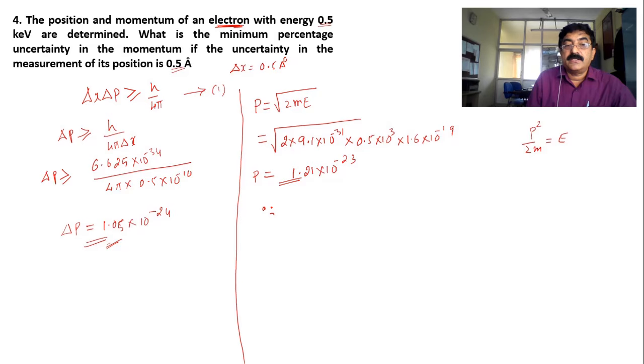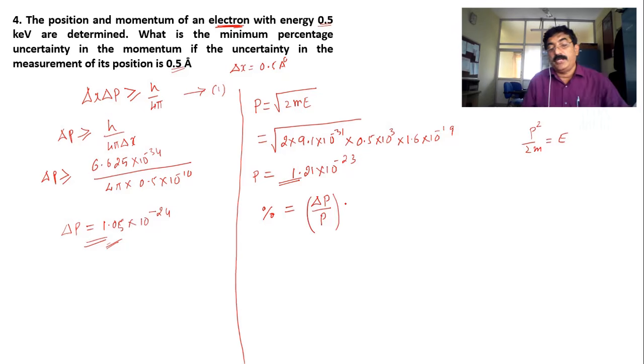Now I have to find the percentage of error. Percentage is always given by this formula: change in the value divided by original value. Please keep this in mind, dear students. Whatever may be the parameter, whether it is percentage change in temperature, velocity, momentum, energy, resistance, time, acceleration, whatever may be the nature of the physical quantity, percentage change is given by this formula. What formula? Change in the value by original value into 100.